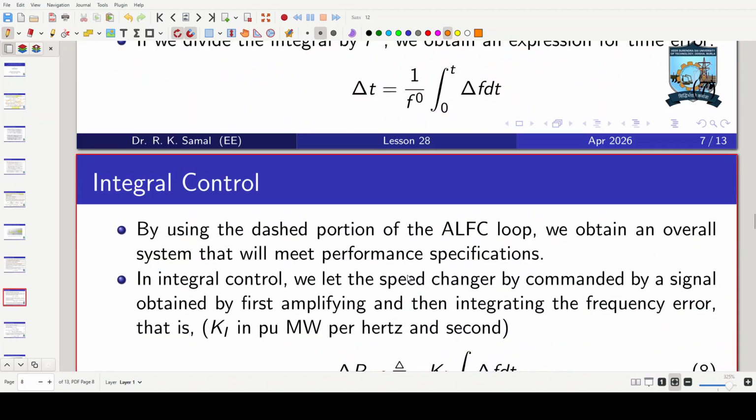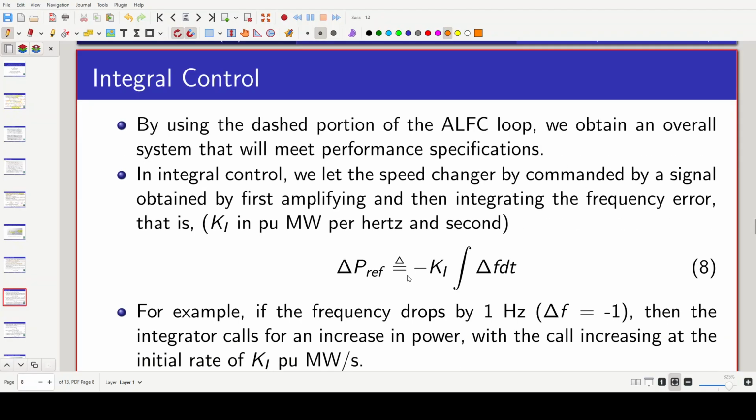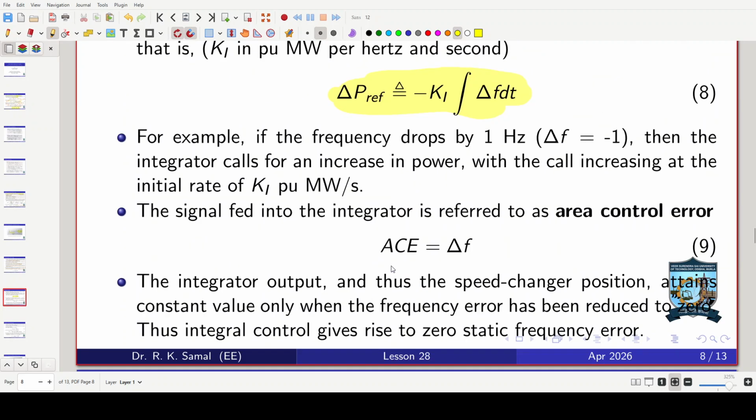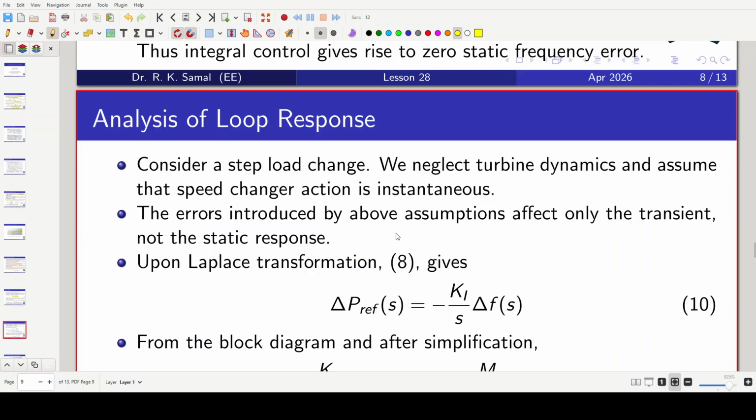So eventually we use one integral control. The previous slide was based on the concept of the integral control. So we use one integral control using this equation, and there we try to make the area control error to be 0.